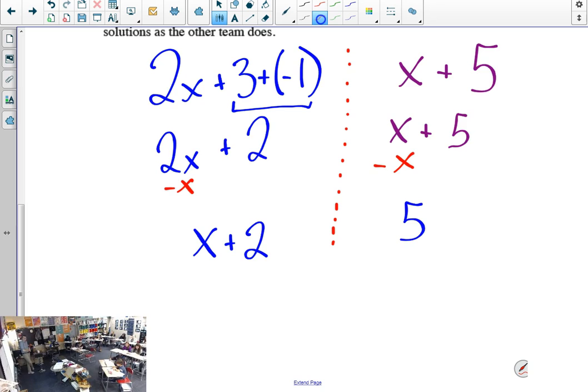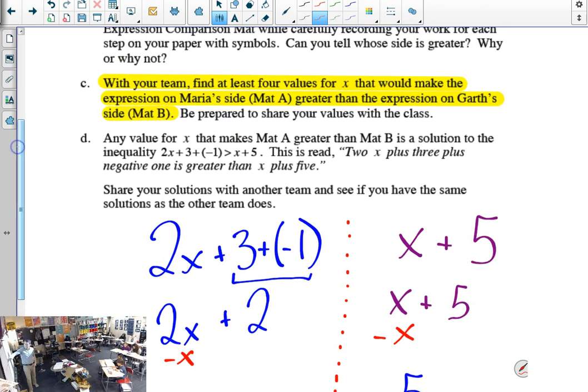Read part D. Look at part D. Sorry, part C. Delaney? I have a question. Why is the 2x minus x, why isn't it 1x? It is. So we don't have to write it, but every x that is by itself, do I have to say 1, Delaney?